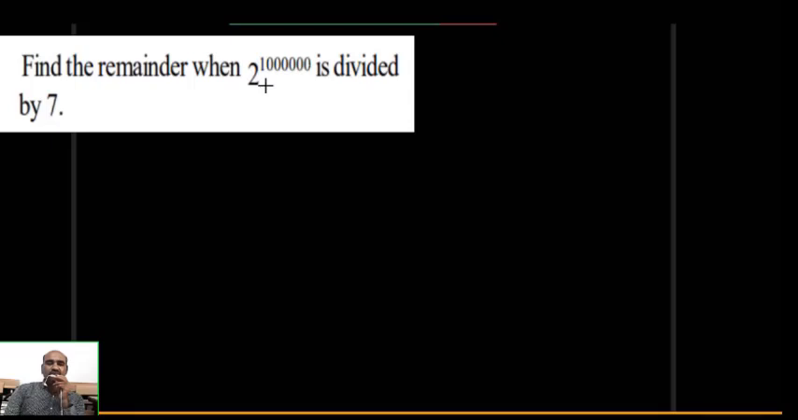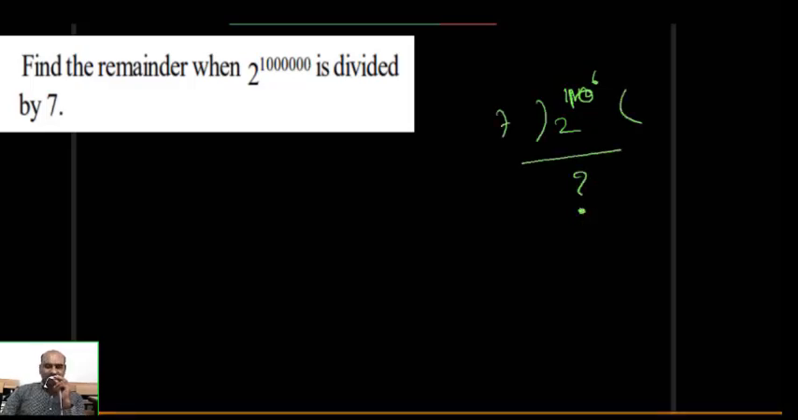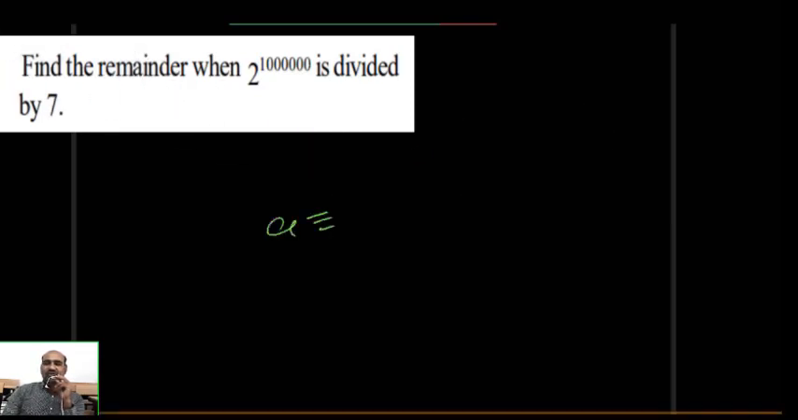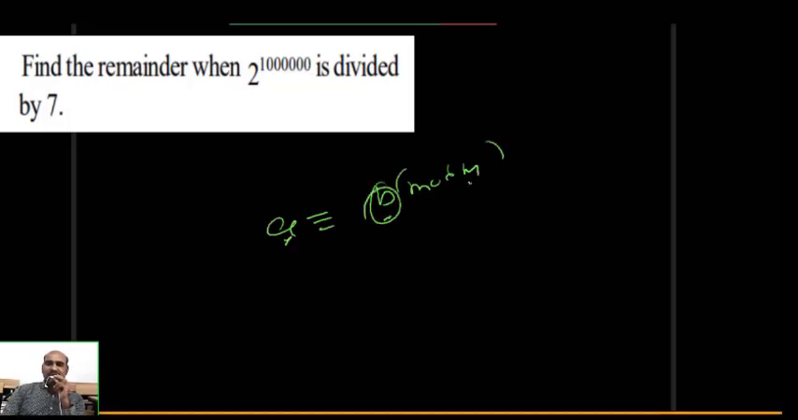How to solve the problem, how to use congruence. Students, a very, very important method, listen carefully. What is the question asking? 2 power 10 power 6 divided by 7, what is the remainder? So, already I explained one important thing: A is congruent to B modulo M, where A and B are natural numbers and B is less than M, then B is the remainder when A is divided by M.